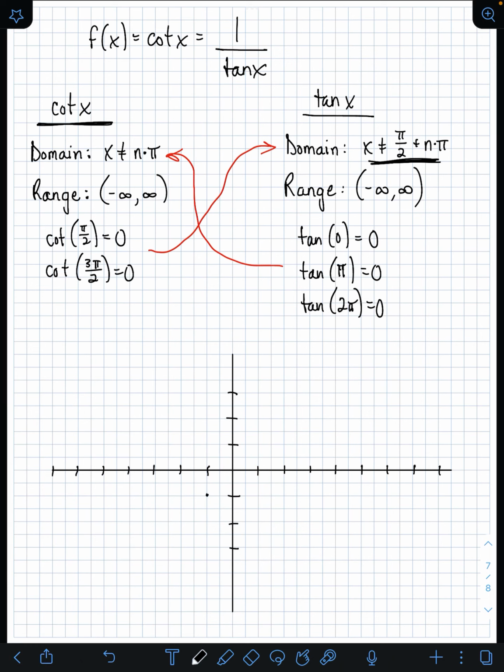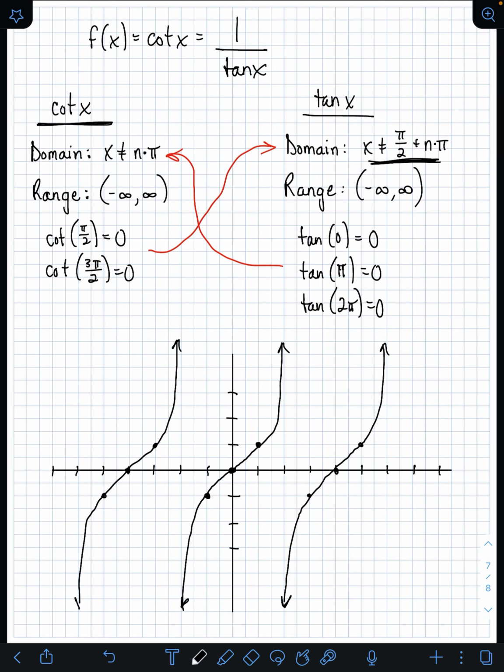But tangent goes through negative pi over 4, negative 1, 0, 0, and pi over 4, positive 1, and it approaches its asymptotes at negative pi over 2 and positive pi over 2. And then it repeats that in the next interval, and so on and so forth. Okay, so that's what tangent does.